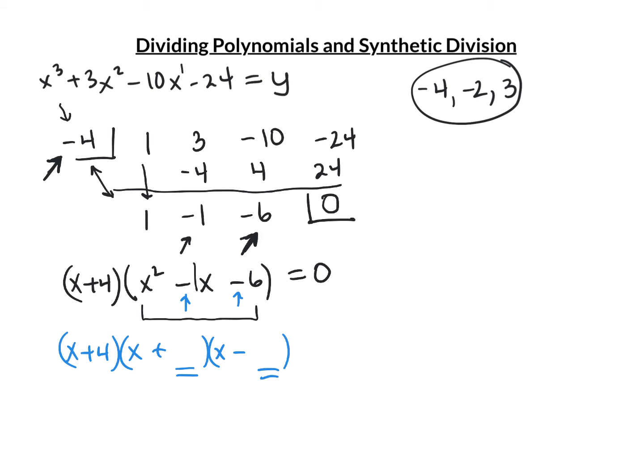When I multiply, I have to make them multiply to -6, but really they add to -1, which means it's -3 and +2. The solutions then are the values that create 0. We're looking for zeros here. That's x equal -4, x equal -2, and x equal 3.